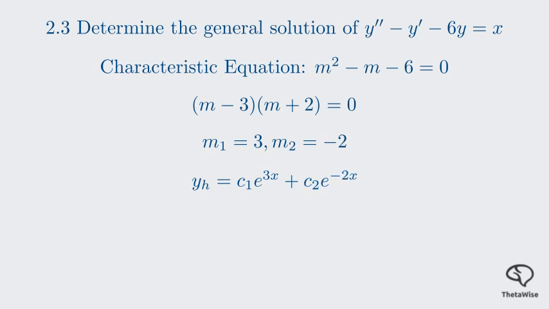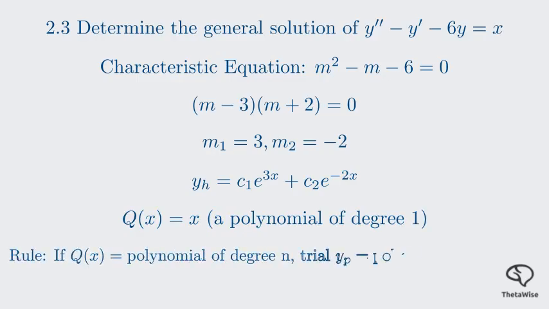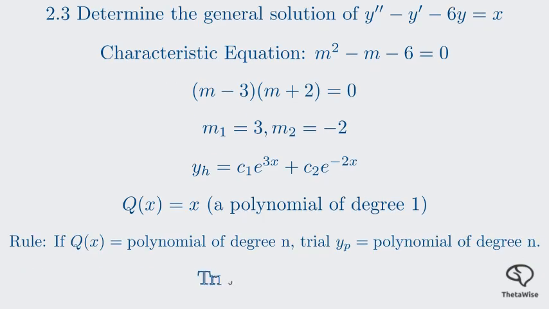Now for the particular solution yp. Our non-homogeneous term q(x) is x. This is a polynomial of degree 1. For a polynomial term of degree n, the trial solution for yp is a polynomial of the same degree. Since our q(x) is a linear polynomial of degree 1, our trial solution will be a linear polynomial, Ax plus B. Check for duplication. Our trial solution Ax plus B is not a multiple of e to the 3x or e to the negative 2x, so we don't need to adjust it.